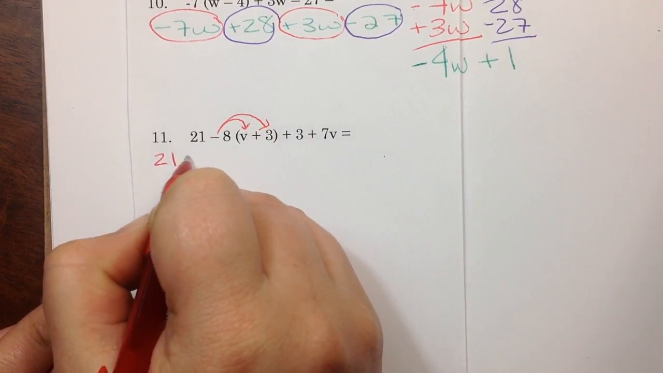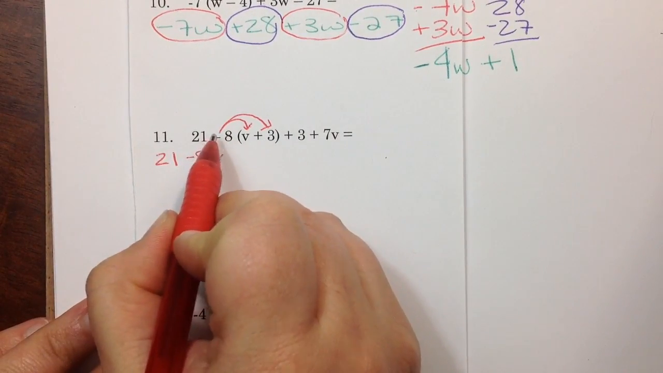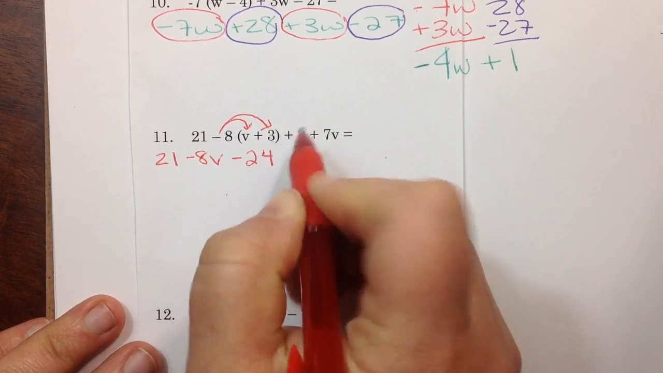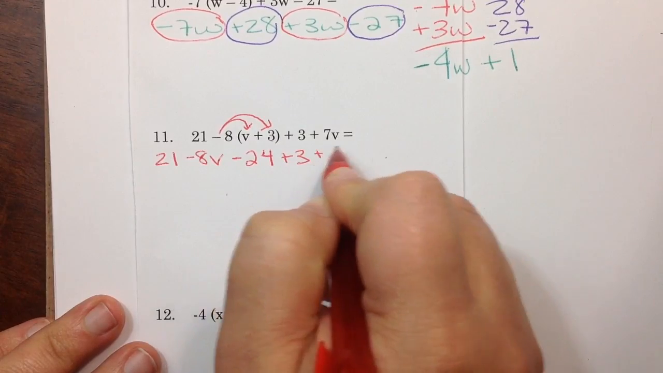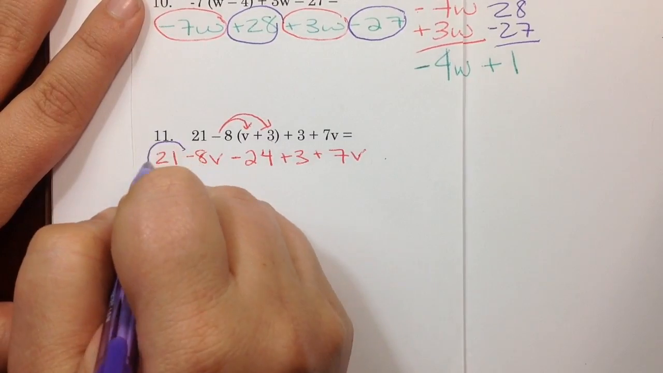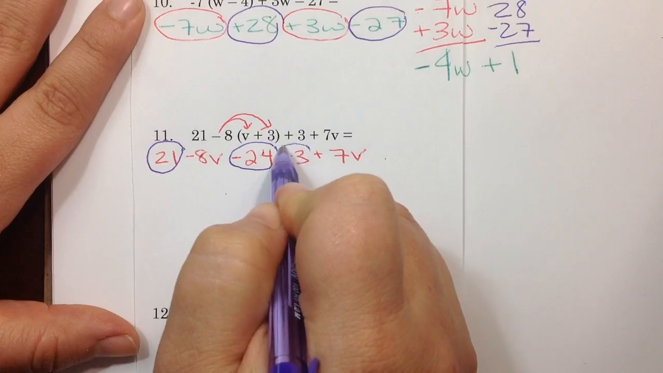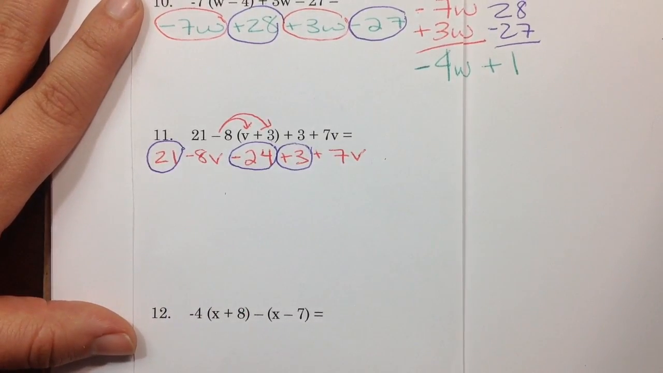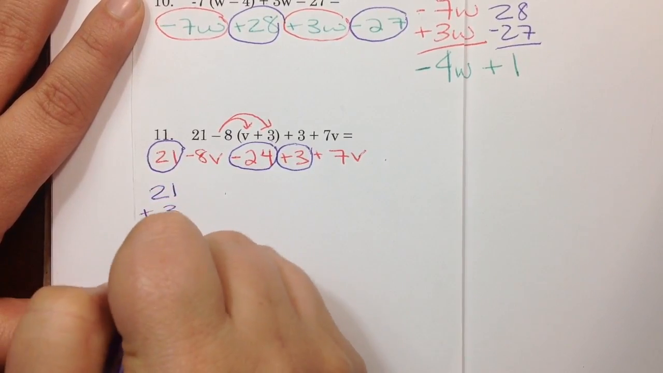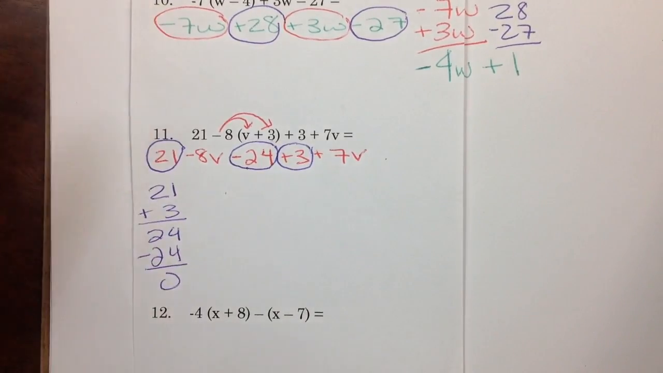Negative 8 times v would be negative 8v. Negative 8 times 3, well, negative times a positive is a negative. 8 times 3 is 24. Everything else would come straight down. I can combine things that are the same. So I have a 21, a negative 24, and a positive 3. And all of those are numbers by themselves. So I'm going to say 21 plus 3 is 24. Minus 24 leaves me with 0.